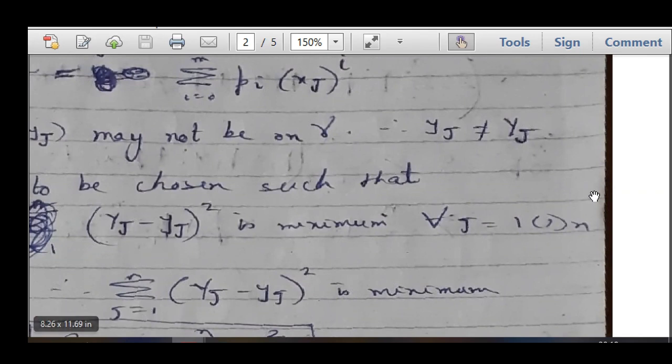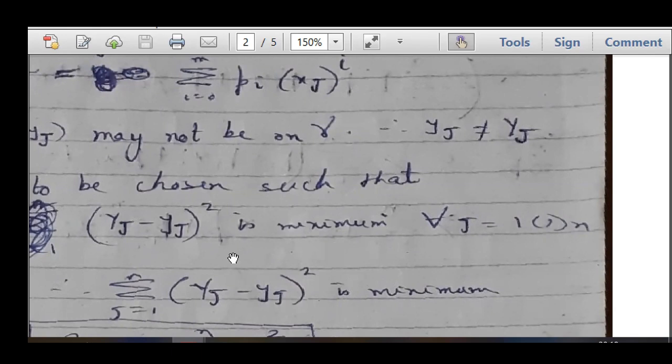Summation over all of the data points. We are taking small n number of data points, so we add up all these squares. That is, (Yj minus small yj) whole square. We take the sum of this corresponding to all the data points.